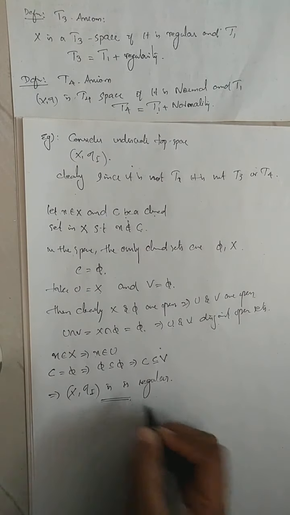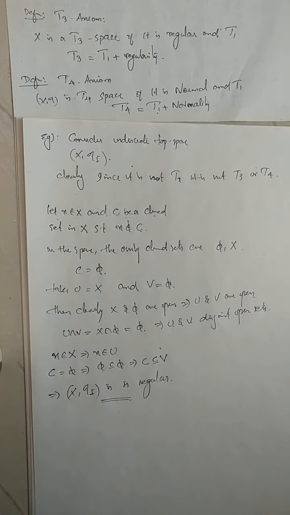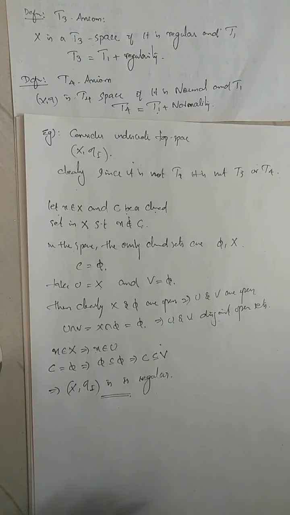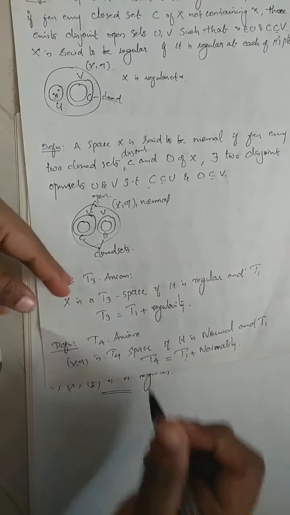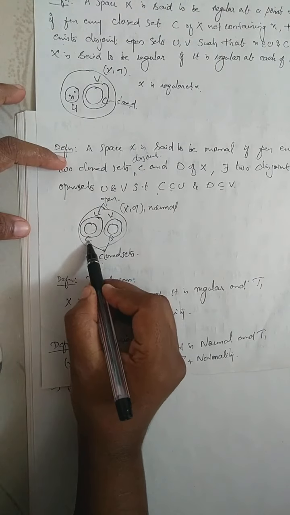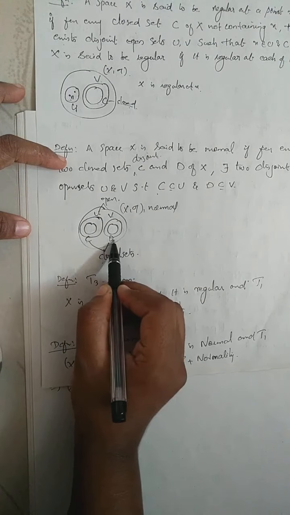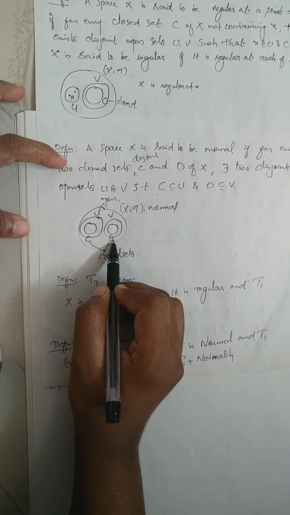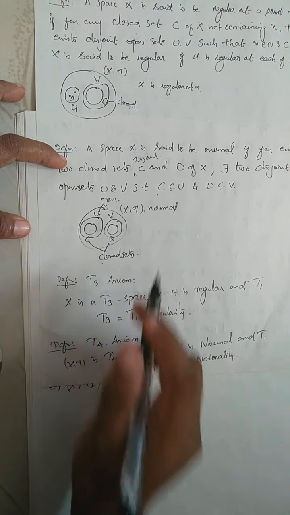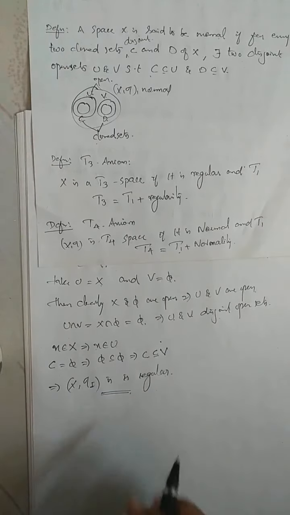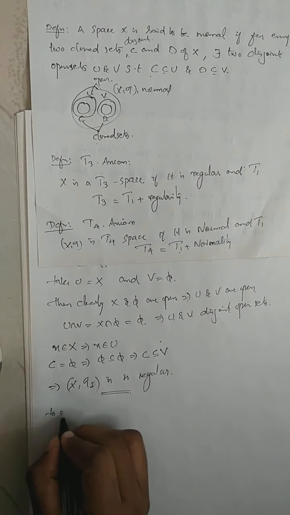So even though it is not a T3 space, it is regular. Okay, what happened to the normality? To check normality, I have to consider the definition. What is the definition of a normal topological space? Normal means if you consider two disjoint closed sets C and D, there exist two disjoint open sets U and V such that C is in U and D is in V.